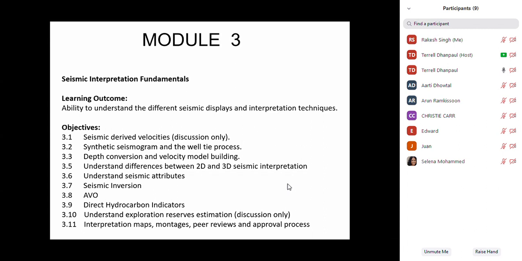Then we'll talk about, briefly, I'll just give you a note on direct hydrocarbon indicators. It's a concept I normally test every year, but it's not examinable this year. How to tie now your reserves estimation and understanding a little bit about the process of maps and montages and the approval process, really, in terms of drilling on location, all right, which is the whole aim behind spending all this money in terms of acquisition, processing, and interpretation. All right, so let's go.